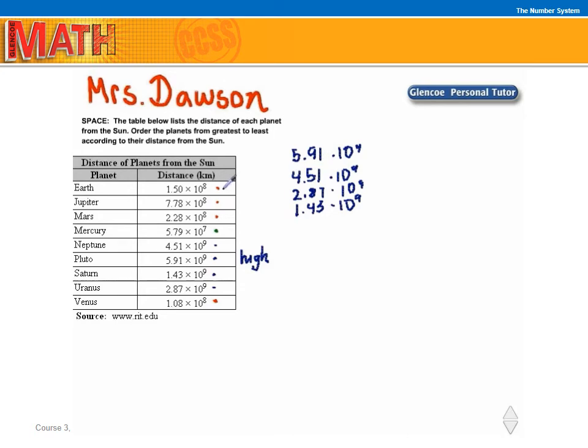Next, we'll go to the planets whose distance from the Sun is with a times 10 to the 8th. 1.50 times 10 to the 8th, 7.78 times 10 to the 8th, 2.28 times 10 to the 8th. And Venus down here at the bottom, 1.08 times 10 to the 8th.